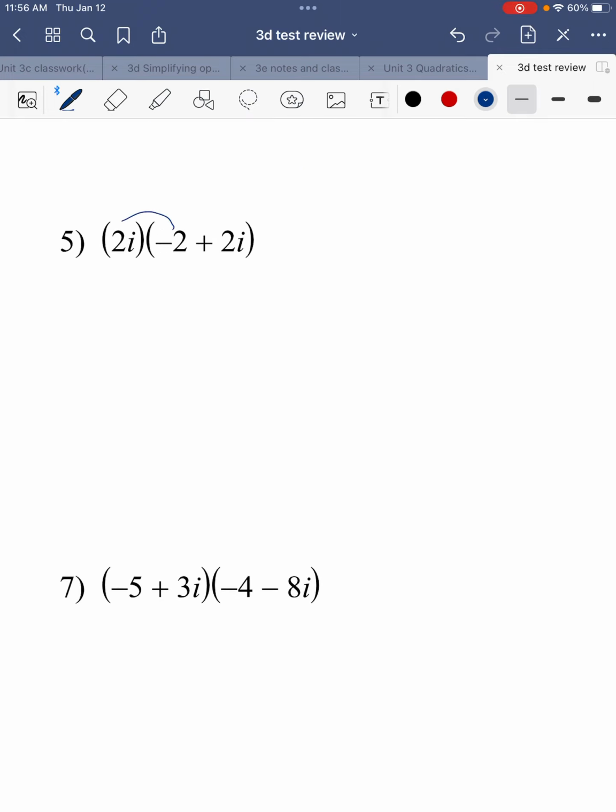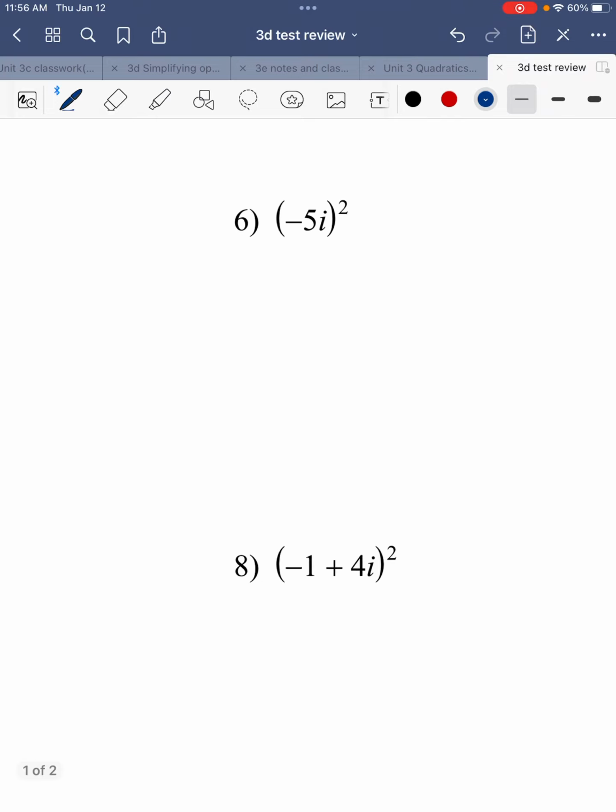Number 5, now we're getting into multiplication. So we're going to multiply 2i times negative 2 is negative 4i. And negative 2 times a positive 2i is a positive 4i times i is i squared. Now, after you multiply, you always look to simplify. We can simplify the i squared as negative 1. So 4 times negative 1 is going to be negative 4. We're going to switch these terms around. We want the real number first, which is negative 4, and the imaginary number, negative 4i, next.